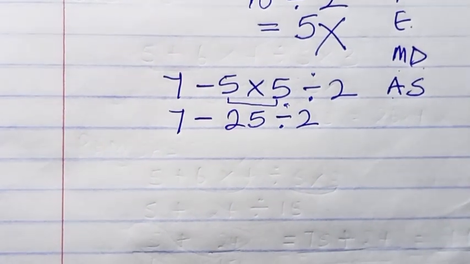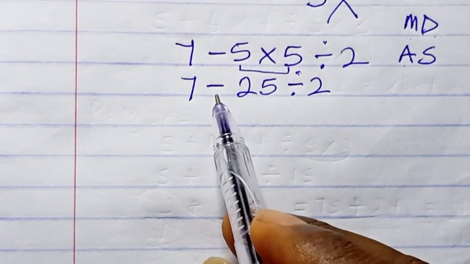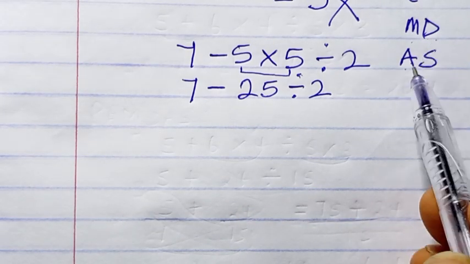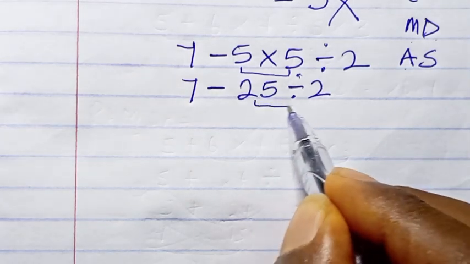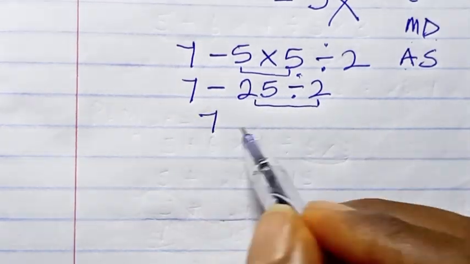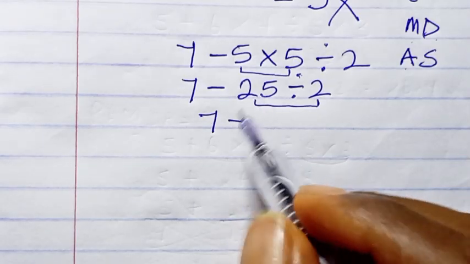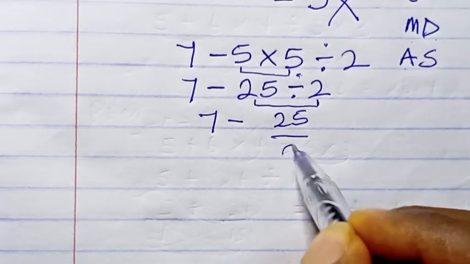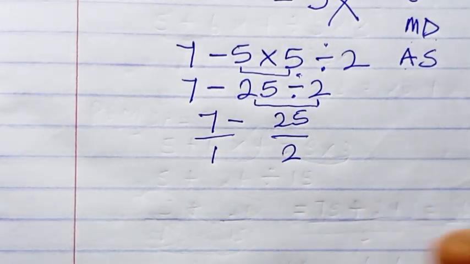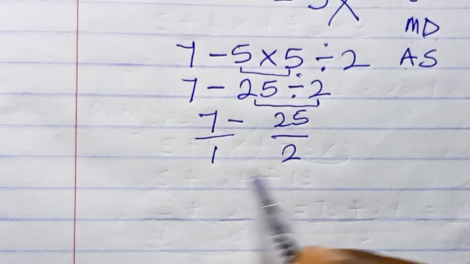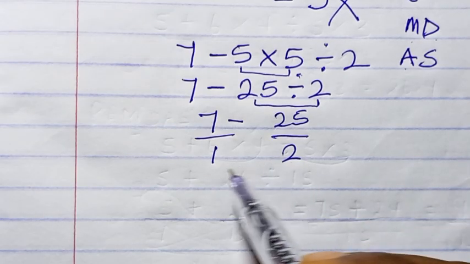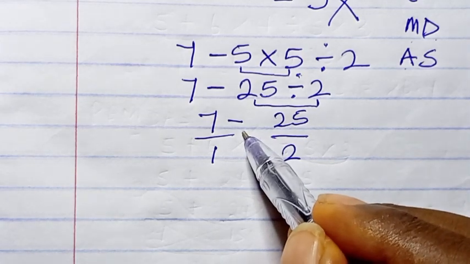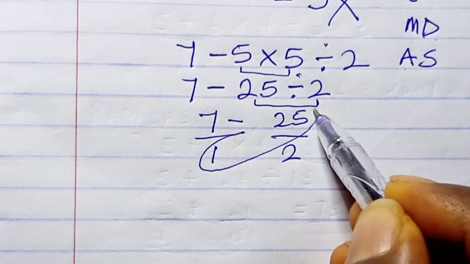Now, we are left with just two operations, subtraction and division. PEMDAS says we have to do division first before addition and subtraction. So we do this first. 7 minus. Now, I want us to write this in fraction form. So we can write 25 over 2, then this 7 will be over 1. Right? So there are two ways we can do this. It's either you look for the LCM, or you can use the butterfly method, which is shorter. So let's use the butterfly method to solve this.